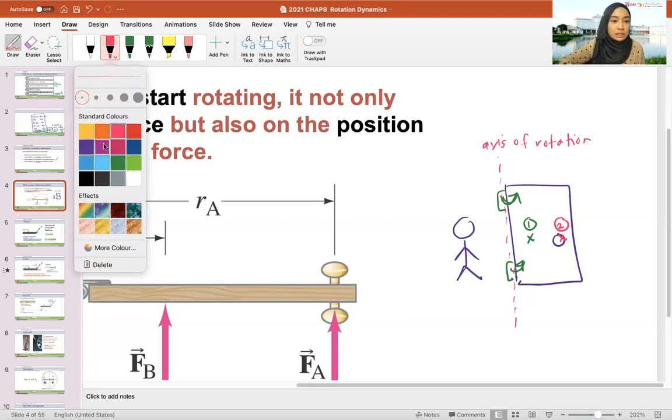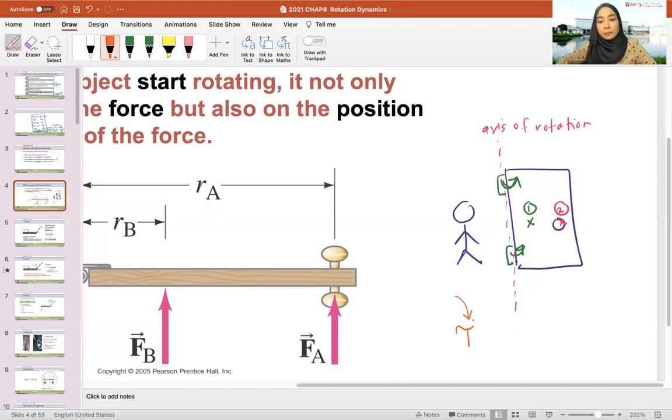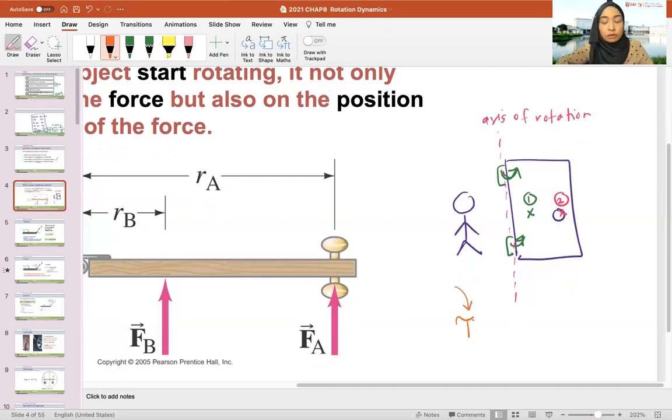And why is that? This is actually related to torque. This is a new term, torque. We call this symbol tau. It's a Greek symbol. It denotes torque. Okay, so the equation for torque is R cross F. So what is R? R is the distance of the force from the axis of rotation.